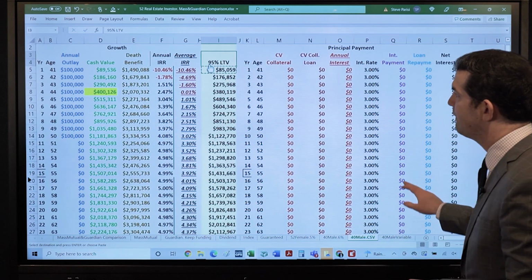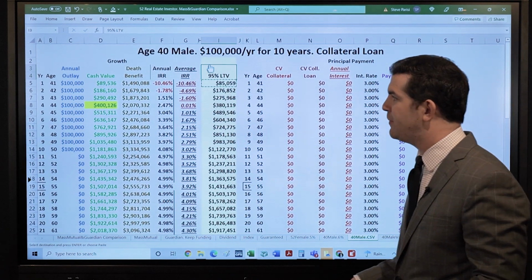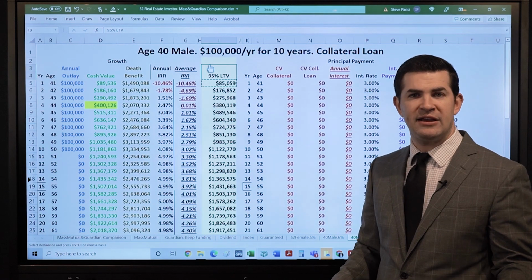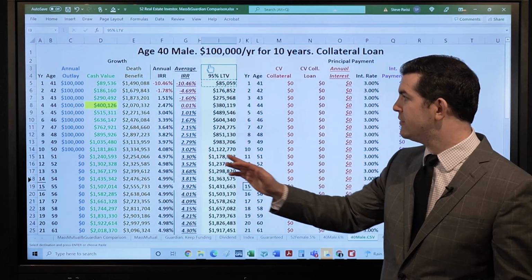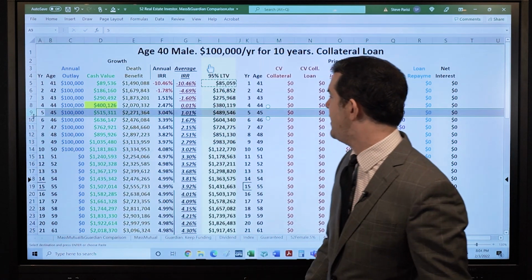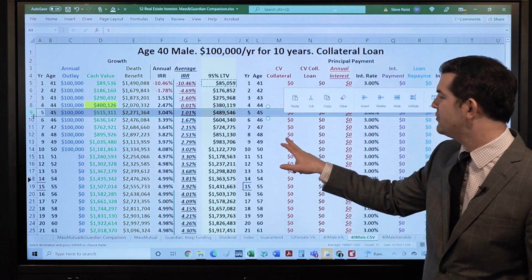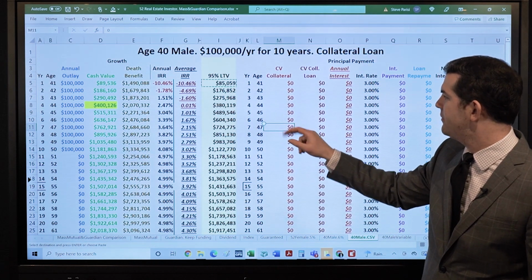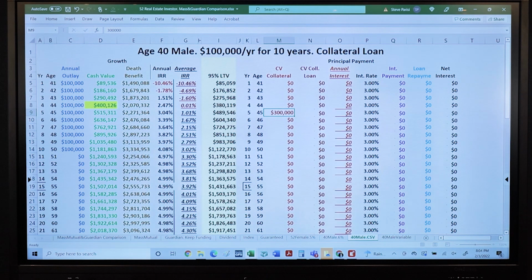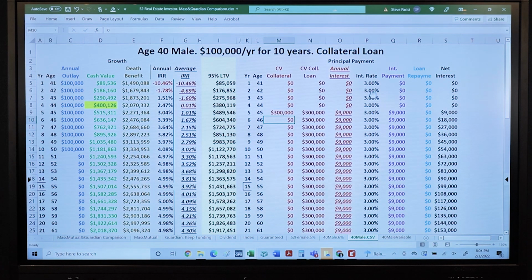Let me make this a click bigger. There we go. If you want to now leverage the policy, what did we take out in the last model? It was year 5, a $300,000 loan. So let's plug in a $300,000 loan in year 5. And there we go. We've got a cost to borrow over here, 3%. This would go to the bank in this particular case. So if I just pay interest only, I have this $9,000 annual interest expense.